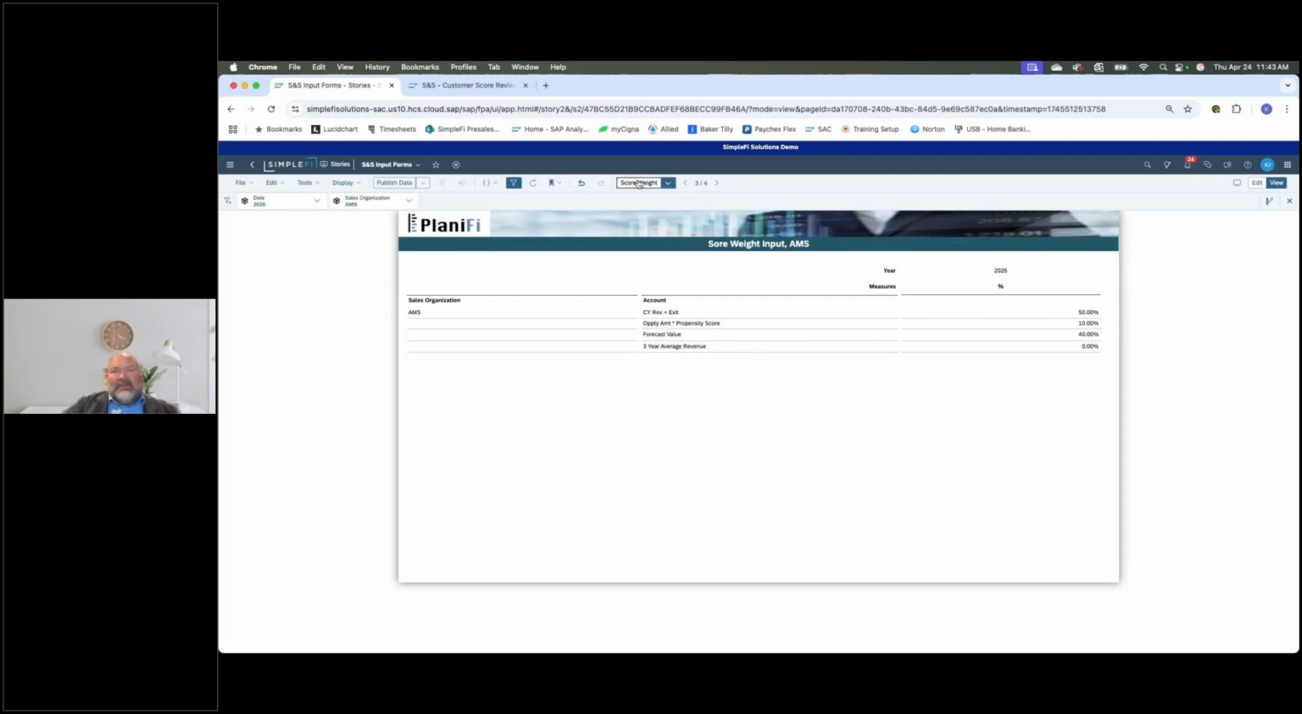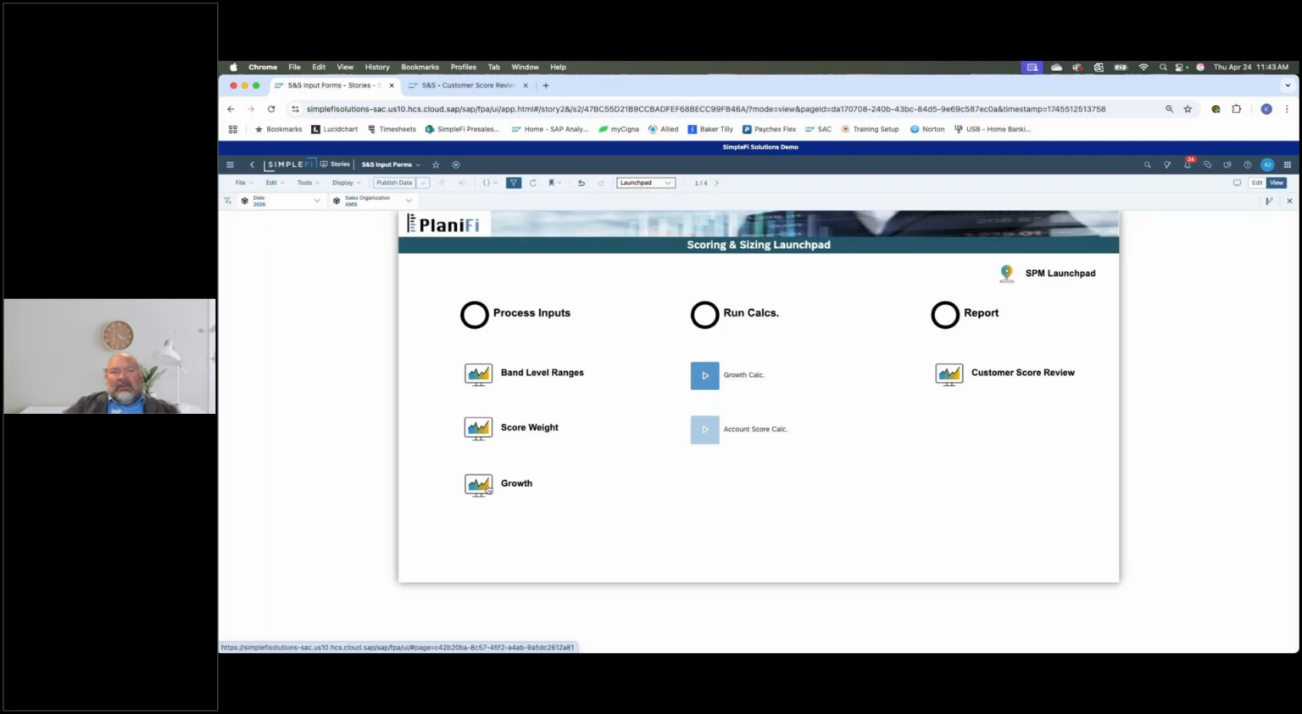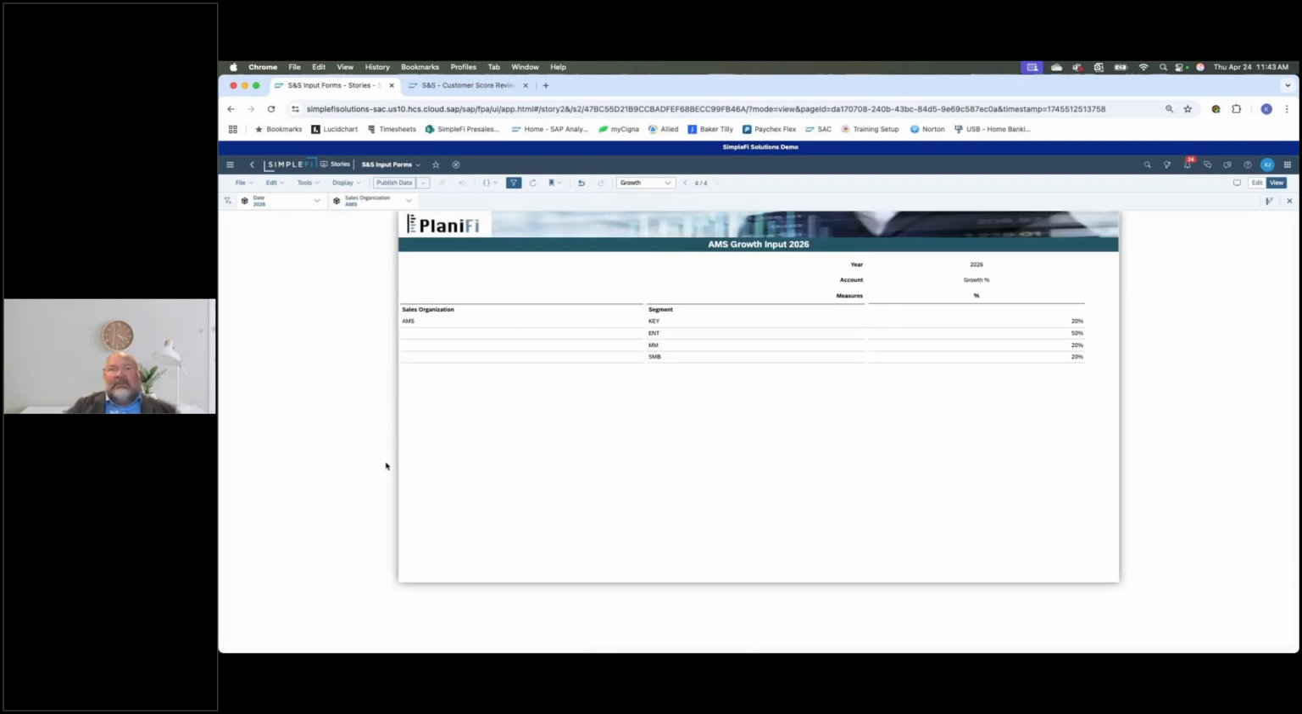So going back to Launchpad, the final one we're going to look at is the growth here. And so growth is really where we're looking at a region level and saying, okay, for all my key accounts within the Americas region, I have a growth target of 20% this year. For enterprise, I put in 50%, but you know what? I've changed my mind. That's just not achievable because that's a super huge number.